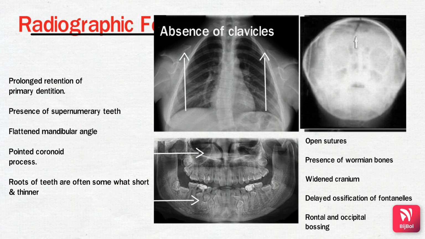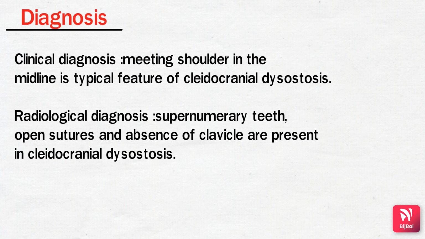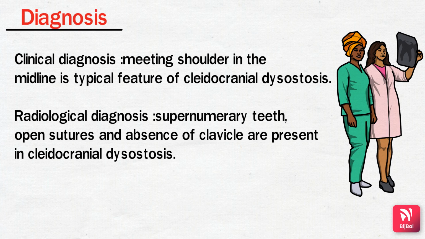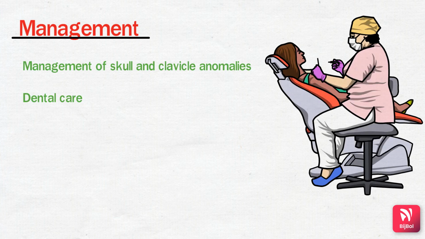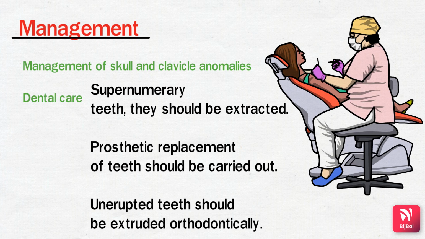How do we diagnose these conditions? Meeting shoulders in the midline is a typical feature of cleidocranial dysostosis. Supernumerary teeth, open sutures and absence of the clavicle are present radiographically, giving us a one-point diagnosis of this disease. How do we manage these conditions? There is no treatment required for these anomalies. The patient can live a normal life. When it comes to dental care, supernumerary teeth should be extracted, prosthetic replacement carried out if required, and unerupted teeth should be extruded orthodontically to give an aesthetic replacement for the subject.